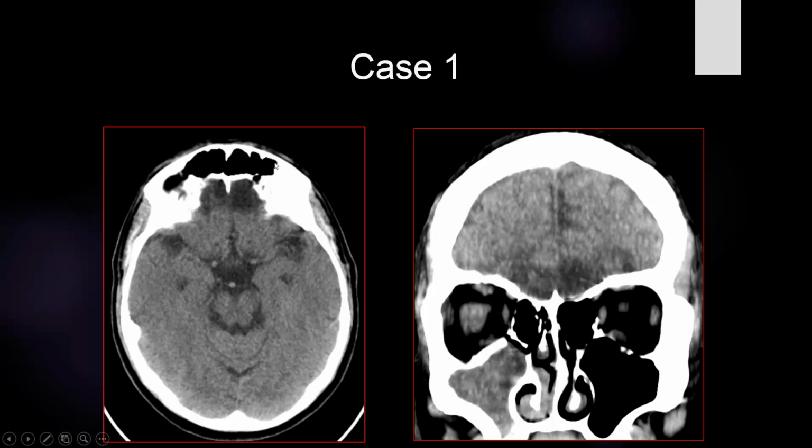First case here, this is a CT brain. We can clearly see areas of encephalomalacia involving the anterior inferior aspect of the frontal lobes. These locations, the anterior inferior aspect of the frontal lobes, are typical for brain contusions. Such location is very important for brain contusion.